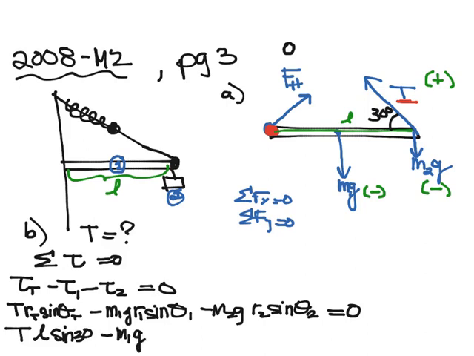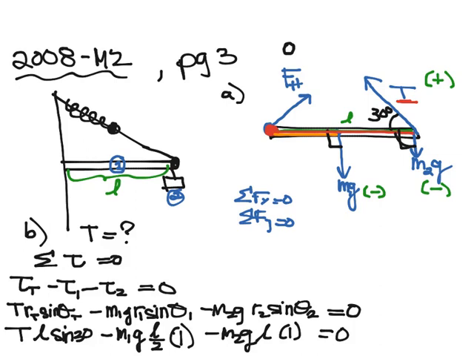minus M1G, and then my radius for M1, the distance from M1 to my pivot, will be L over 2, and then my angle is 90, so I have sine 90, which is 1, minus M2G. My radius from my pivot point to M2 is the whole length, so I put in L, and then again I have a 90-degree angle, so sine 90 is 1.